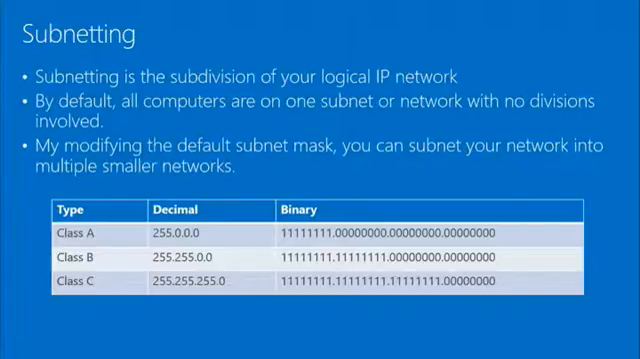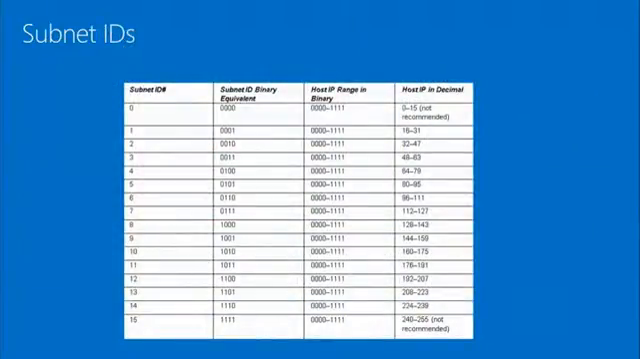You look at your type, Class A, Class B, Class C, and see the decimal equivalents and the binary equivalents. Here are some different subnet IDs, the binary equivalent, the host IP range in binary, and the host IP in decimal. I'll just leave this up. You can review this a little bit. You might want to pause on this and read it if you're more interested.